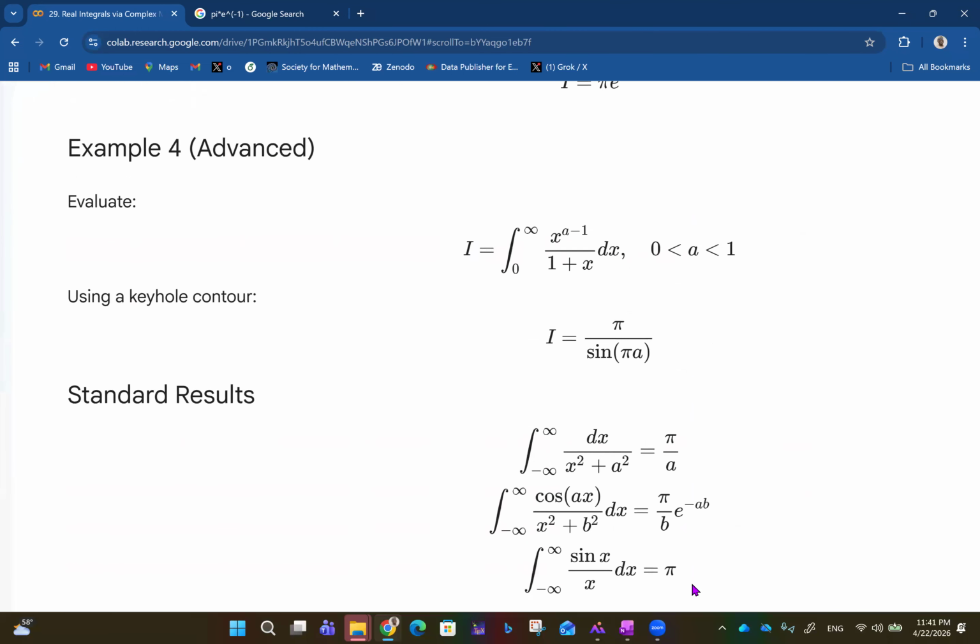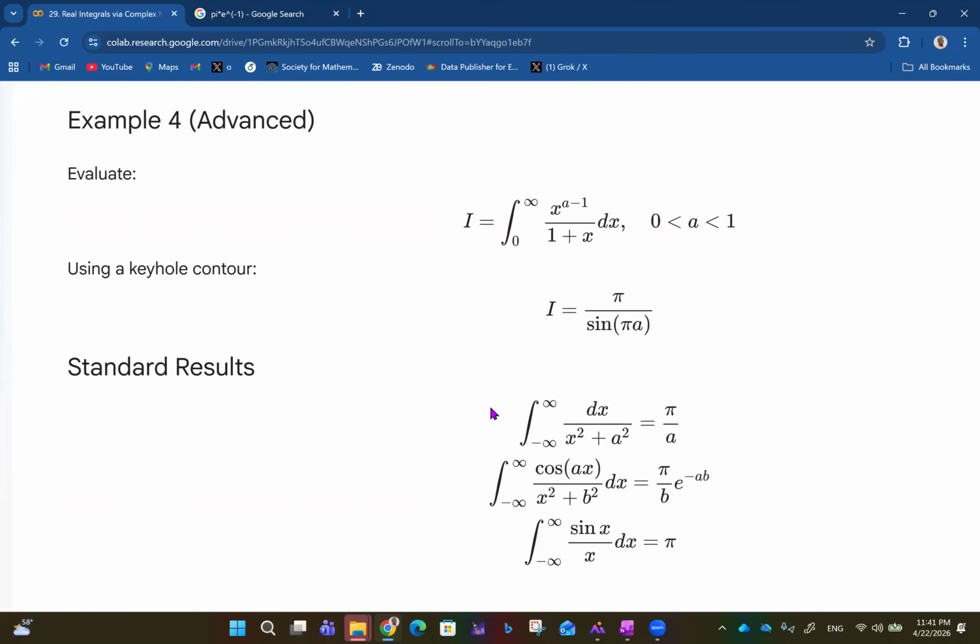So example 4, which is a bit more advanced. Here you have to evaluate the integral from 0 to infinity of x raised to the power a minus 1 all over 1 plus x dx, where a lies between 0 and 1. You can use a keyhole contour, and in this case we end up evaluating this to be pi over sine pi a.